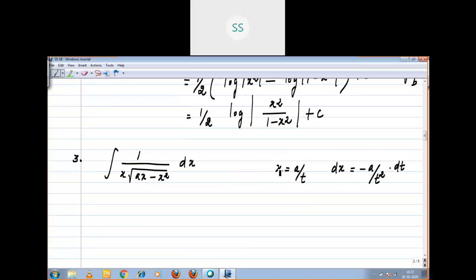I am going to differentiate, right? dx divided by dt means what can I get? Minus a by t square into dt. Got it, children? If you feel it is tough, you have to do like this.